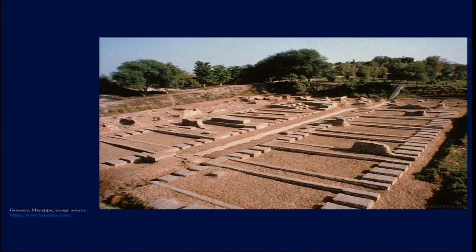So granary is something where we find that the grains were collected and then they were kept for the public to use. So that also suggests how the city might have functioned. In the city we also have a really organized drainage system.